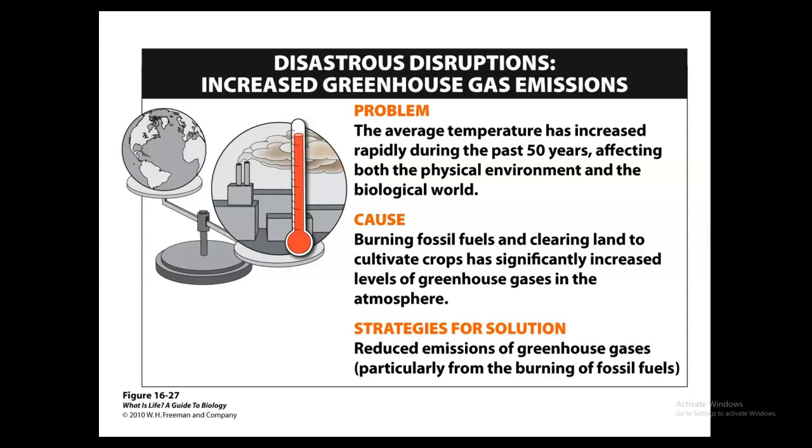So the problem is the average temperature has increased rapidly during the past 50 years with these greenhouse gases and this carbon footprint, and it's going to affect both physical environments and biological worlds. So the cause, burning fossil fuels, like we said, is going to emit a lot of these greenhouse gases into the atmosphere. So a strategy for this is that we could reduce our emissions of greenhouse gases, particularly from burning these fossil fuels, with creating electricity, heating our house, and getting from place to place.